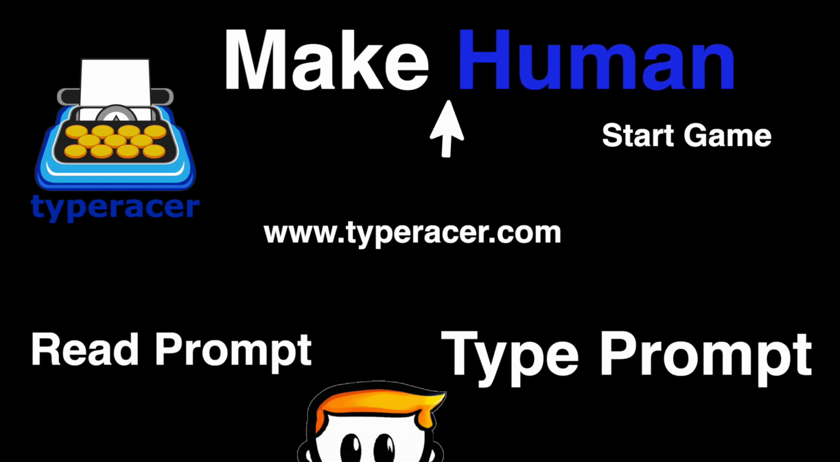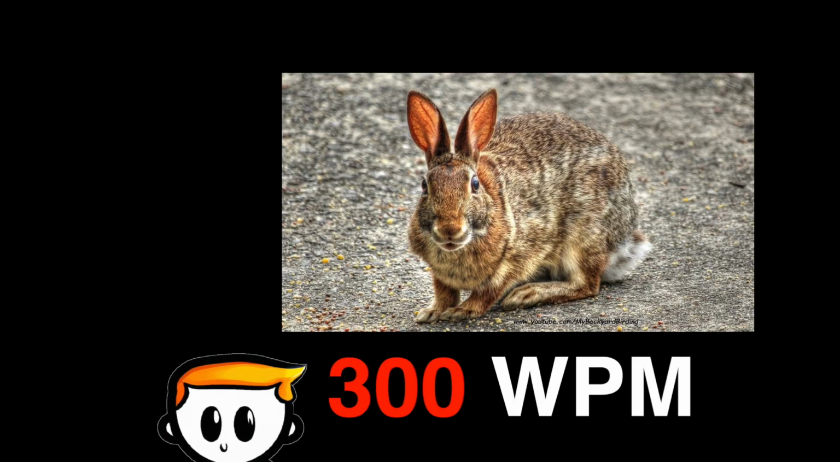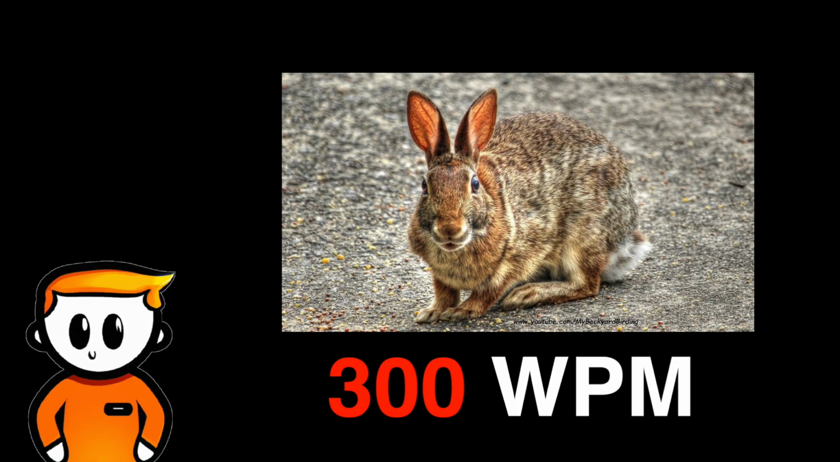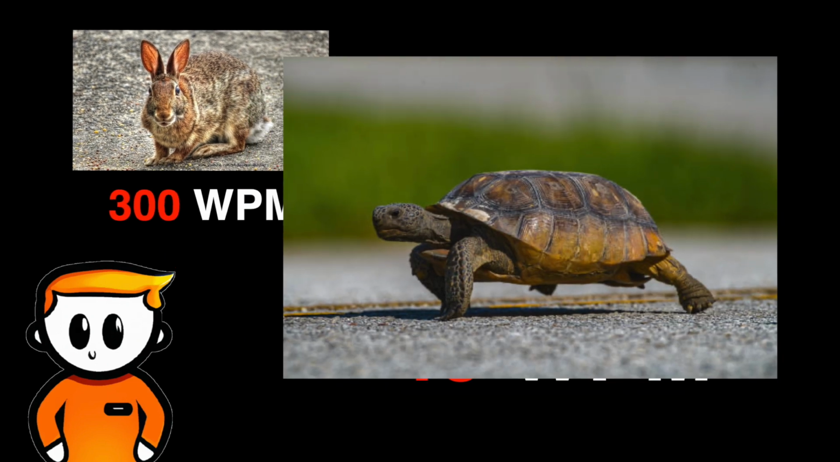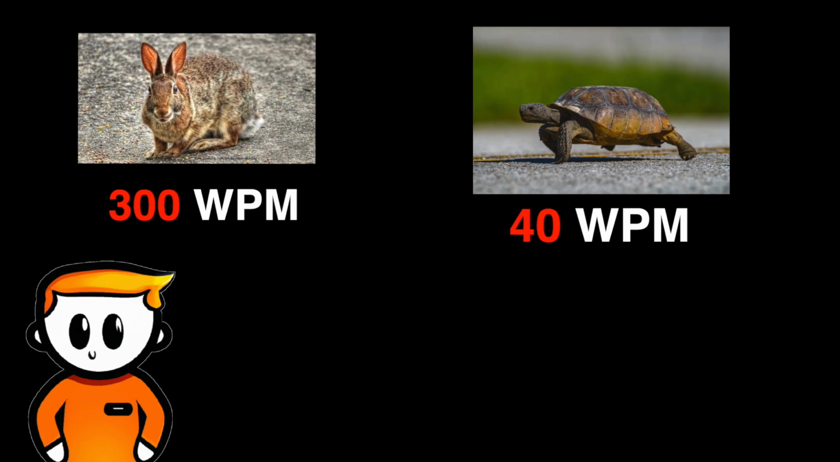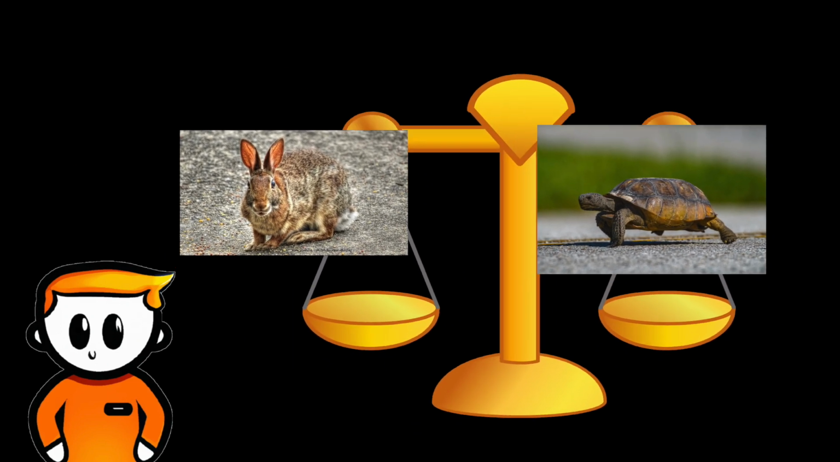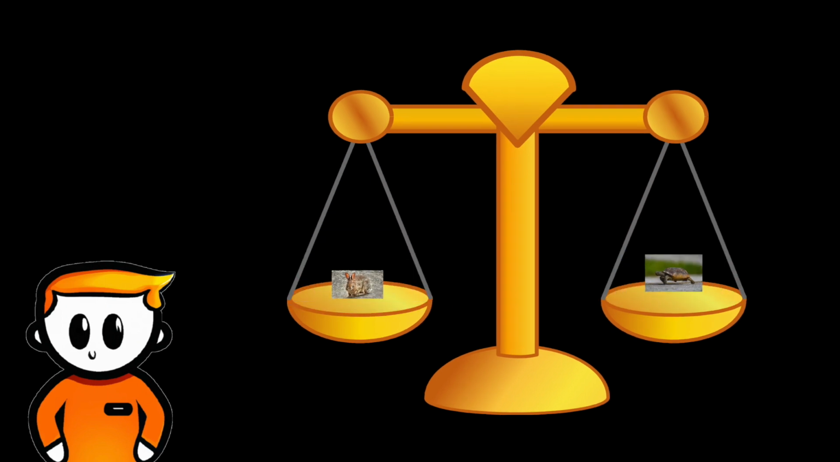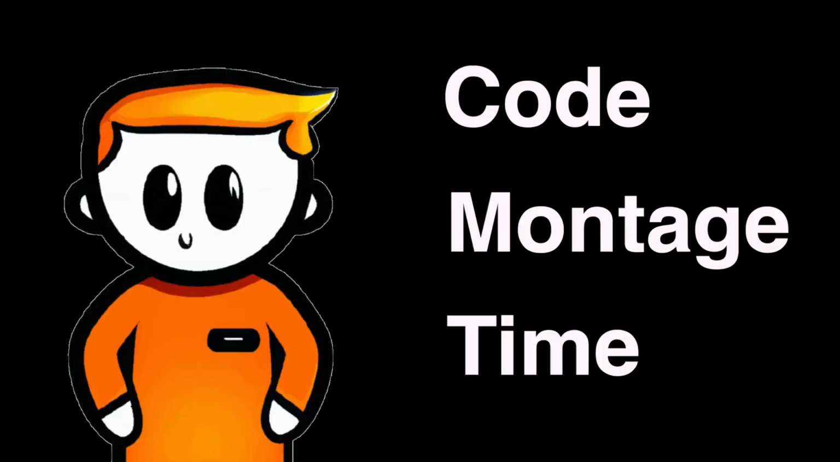6. Humanize it so that we are not always flagged for cheating, because if we type too fast, then it's obvious that we're not human. And if we type too slow, then we won't win. So we need to find a happy medium where we look human but are very, very good. Code montage time.